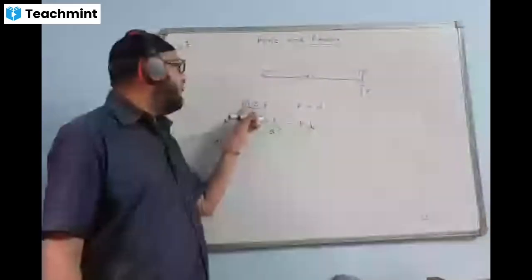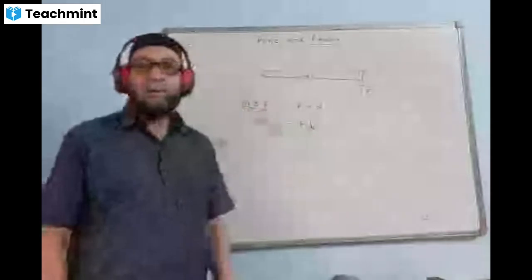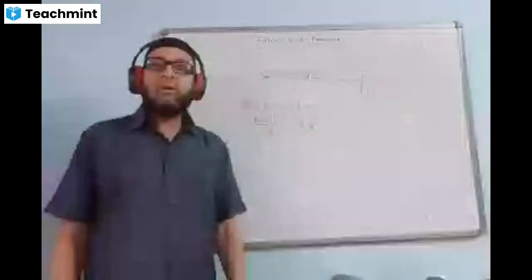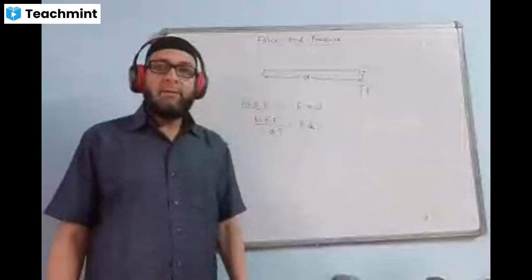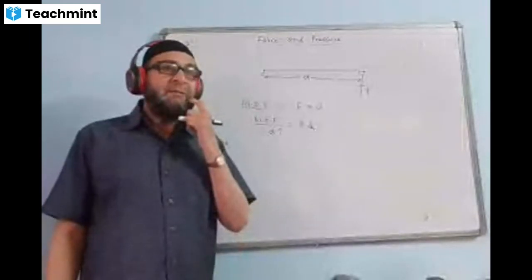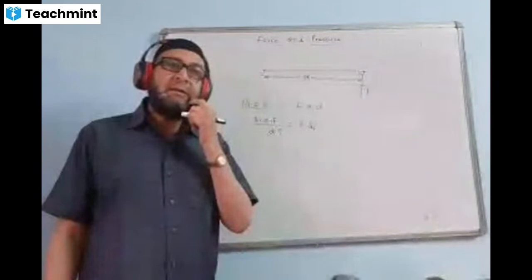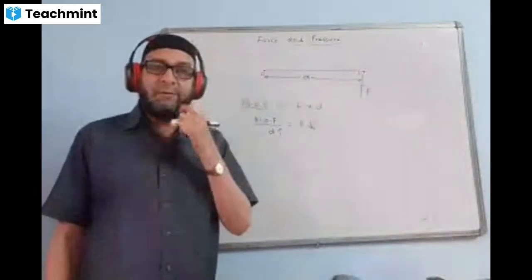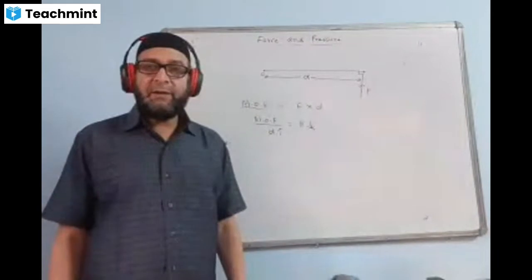M is moment, O means of, F force: moment of force. This is also called torque. That means whenever we want to produce turning, we go for the maximum distance. It is easier if we go for the maximum distance to produce turning effectively.